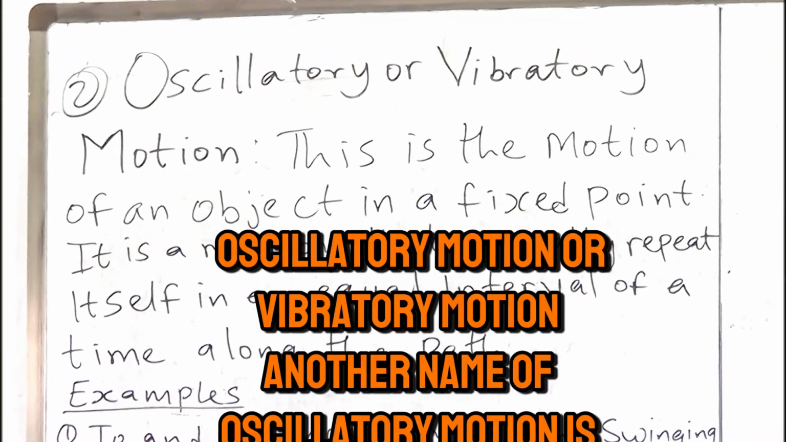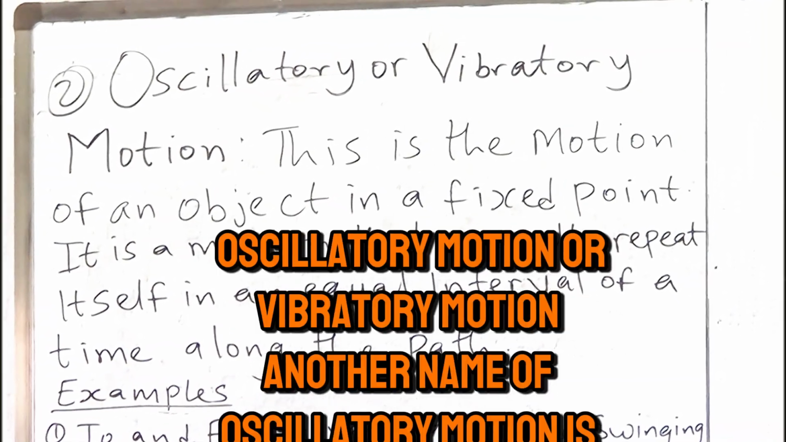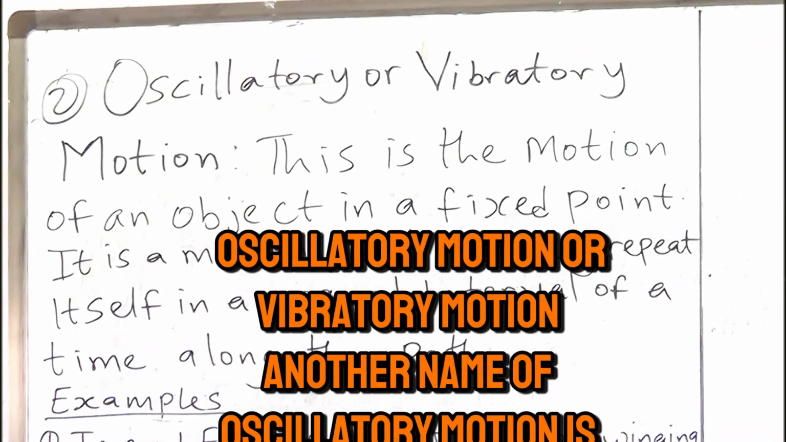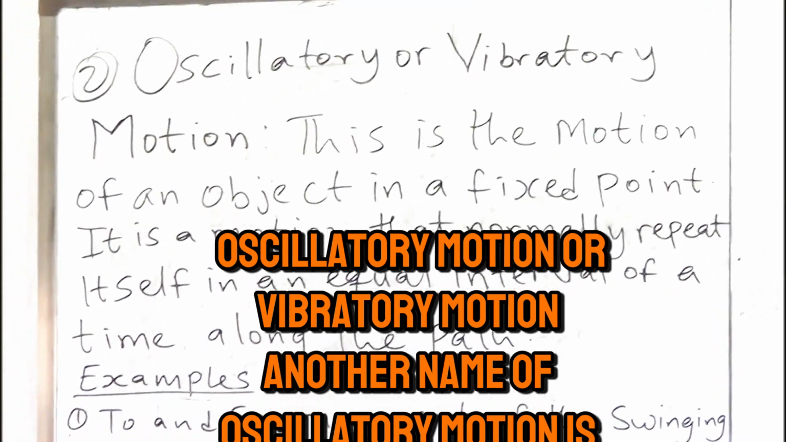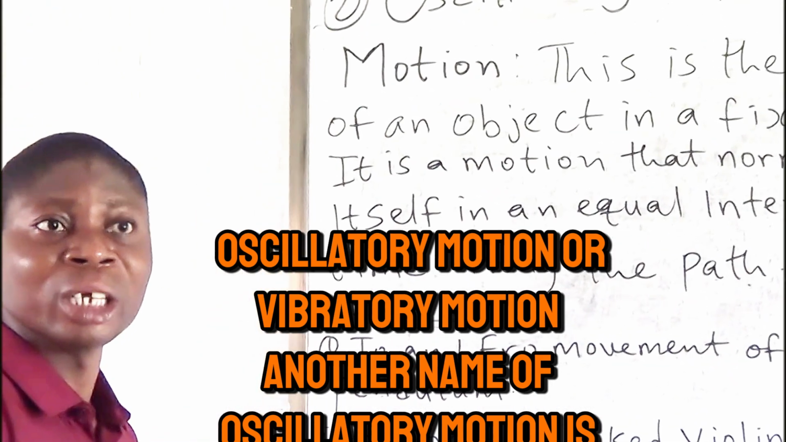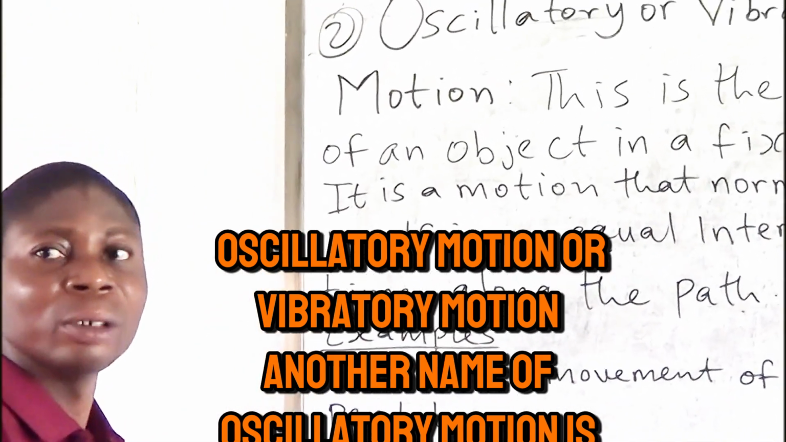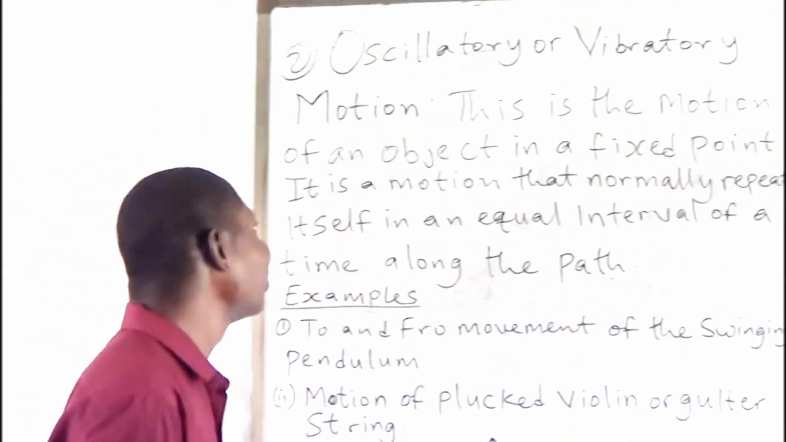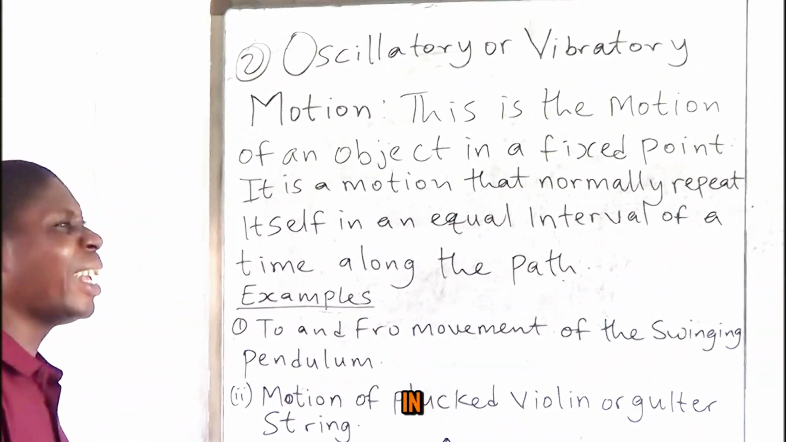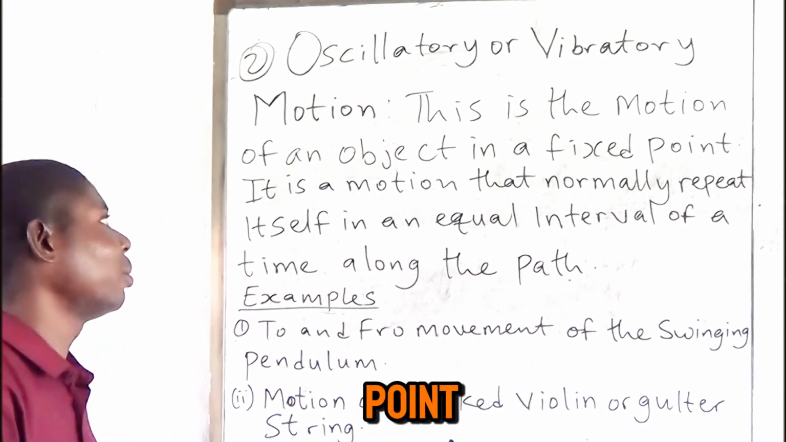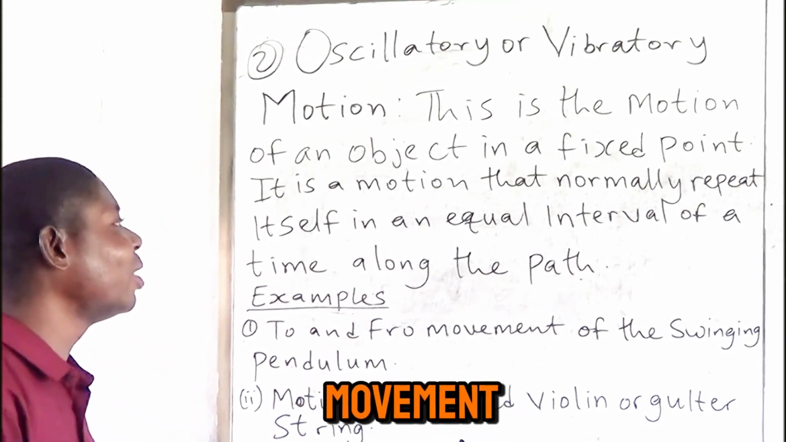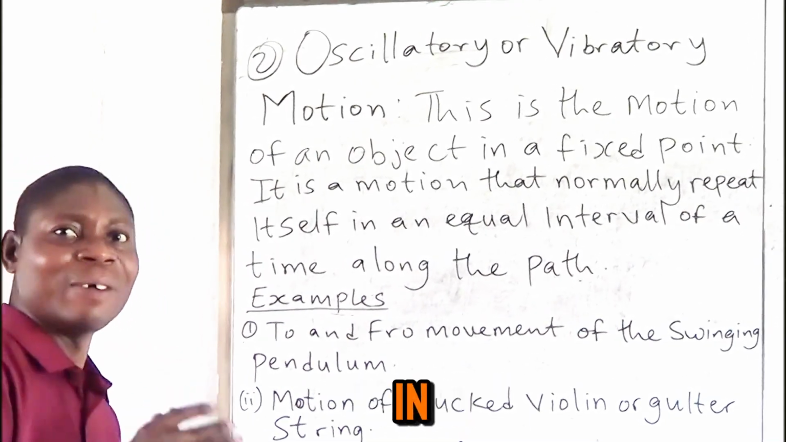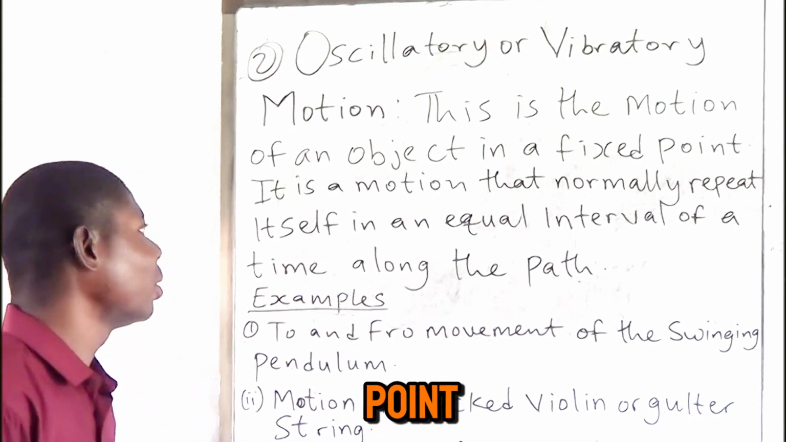Free motion or vibratory motion. Another name for oscillatory motion is vibratory motion. Good. Now, this is the movement of an object in a fixed point.